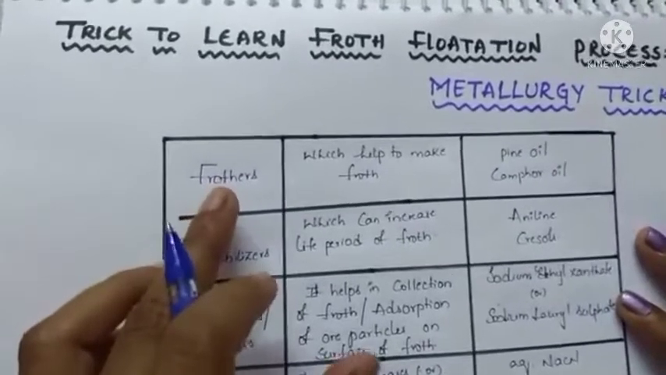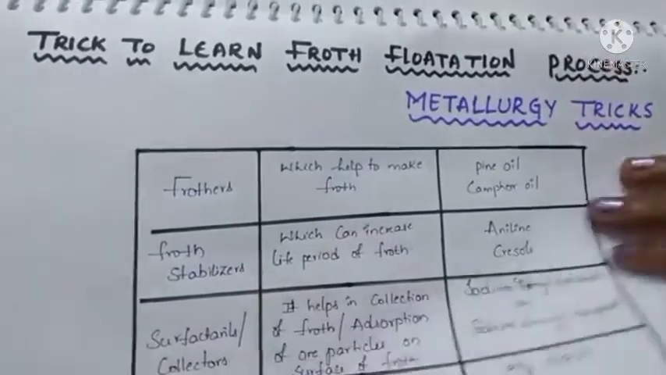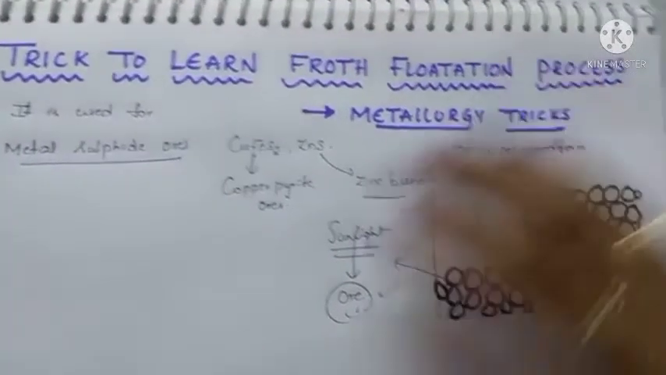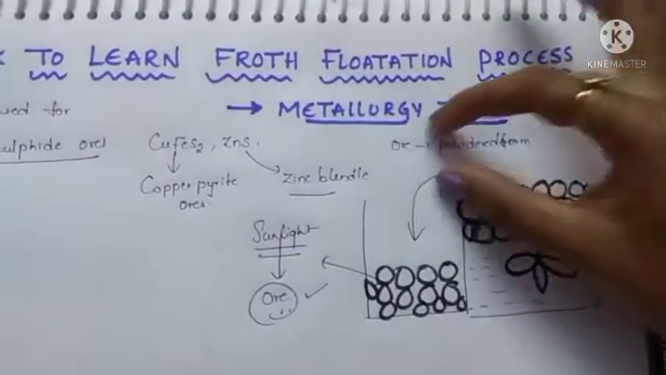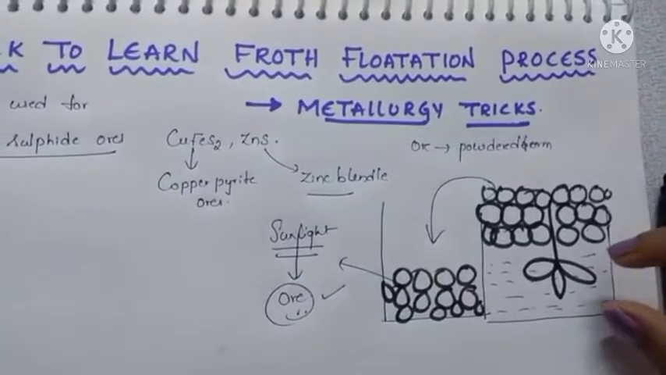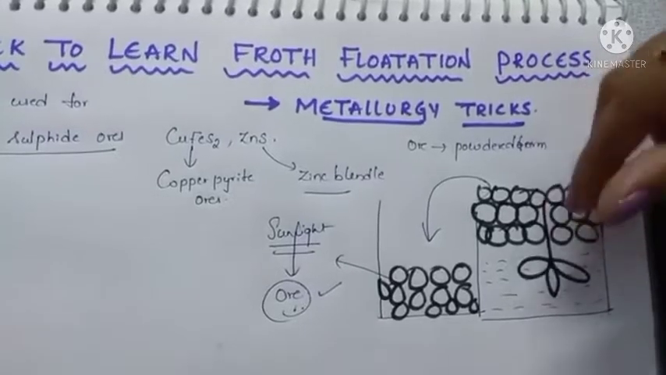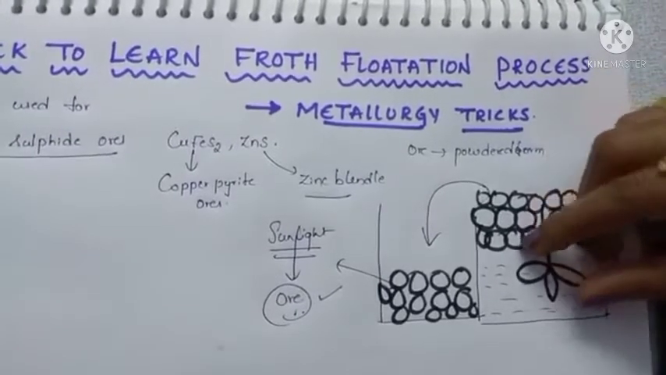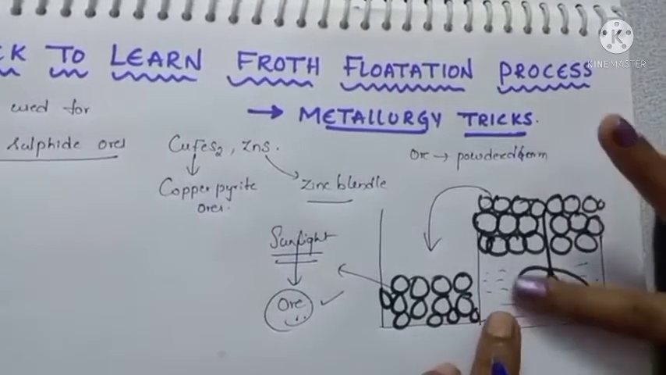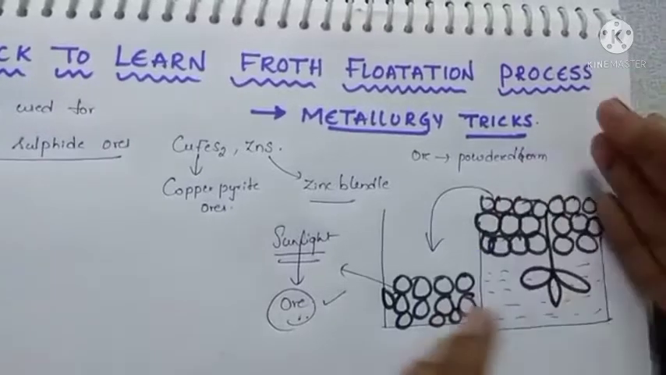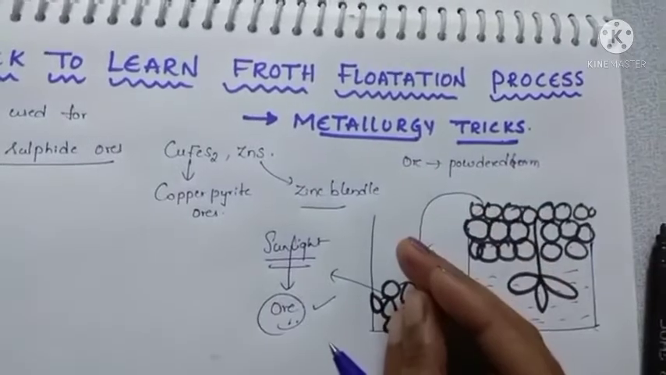Frothers. First thing is frothers. Frothers are the substances which help to make the foam. See students, in froth flotation process we are taking the metal sulfide ore. This metal sulfide ore, we made it into a fine powder. That powder we are taking in the form of the solution. Here, by using a fan, we rotate the solution, means we stir the solution, then foam will be formed. Along with the foam, these ore particles come up and float on the surface. From there we collect the complete foam along with the ore particles.